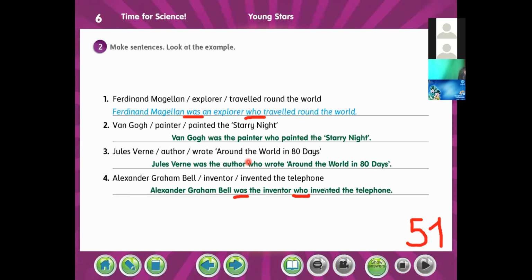Yeah, that is. Thank you. You see? Jules Verne was the author. He was an author who wrote Around the World in 18 days. The position is the same, my friends. One moment, teacher. Yes, 1 minute, okay? But remember, we use who for people. Who painted? Who wrote? Who played? Who traveled? Who invented? Who was? Who discovered it? It's possible, okay?